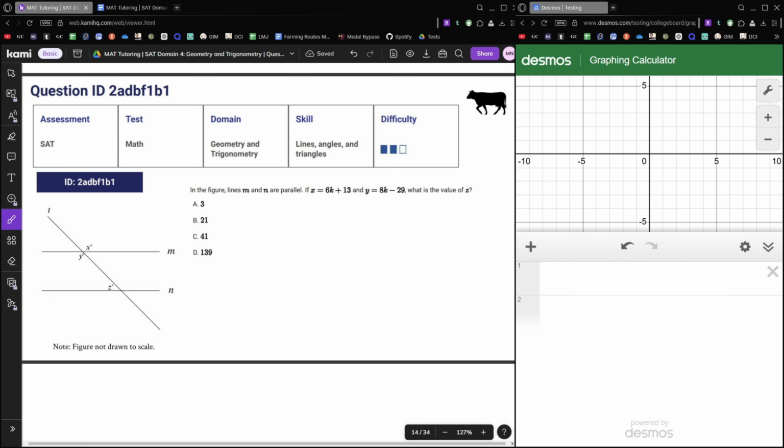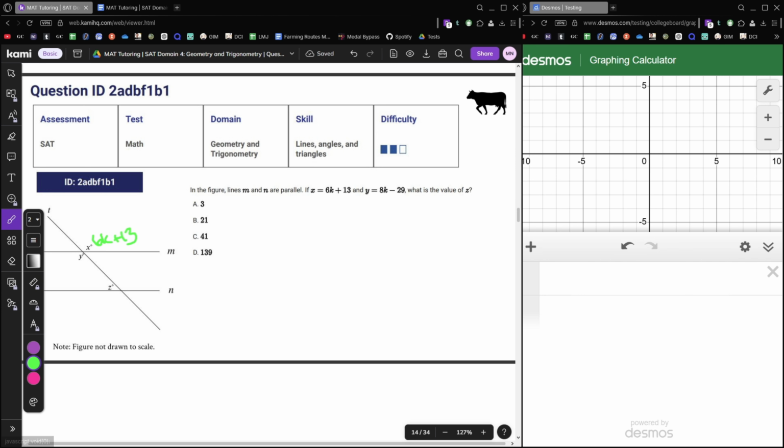So line number 14, once again another set of parallel lines with a transversal. They tell us that x is equal to 6k plus 13. I forgot to change my color, and then y is equal to 8k minus 29. Then they want us to find the value of z. Somehow this managed to be the exact same process as the last question, because we have vertical pair, so they're equal to each other, and then consecutive interior angles, so they add up to 180.